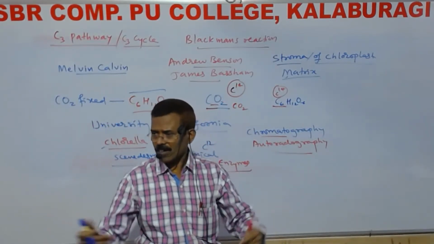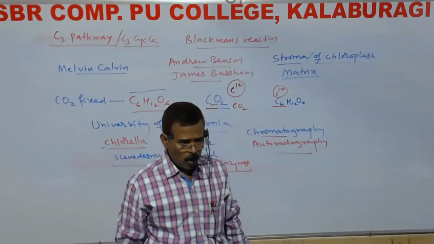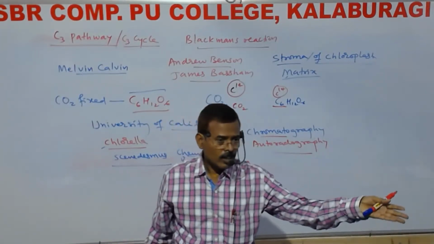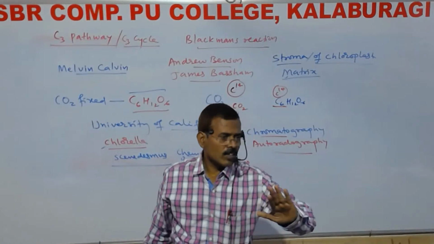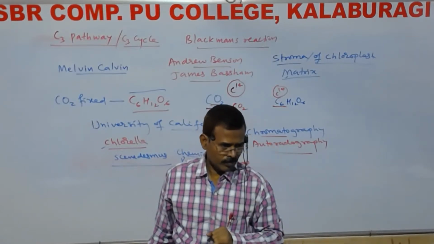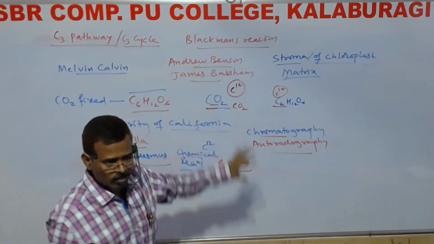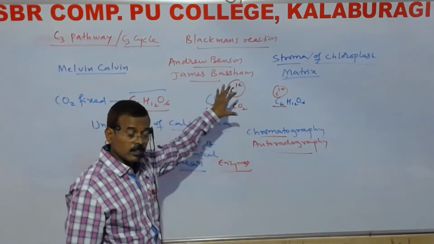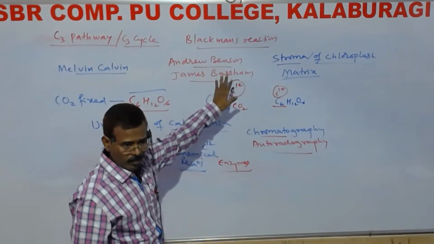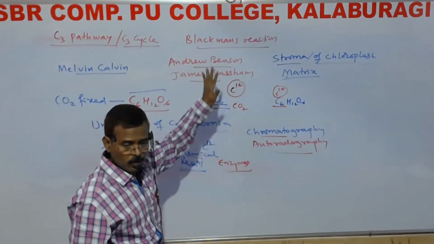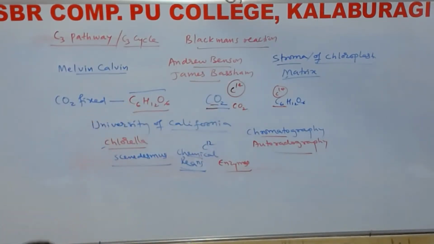Why does the dark reaction occur in the stroma or matrix? Why not in the grana? In the grana, dark reaction enzymes are not present. In the stroma or matrix, dark reaction enzymes are present. That's why these reactions occur in the stroma or matrix of the chloroplast. So try to remember this.